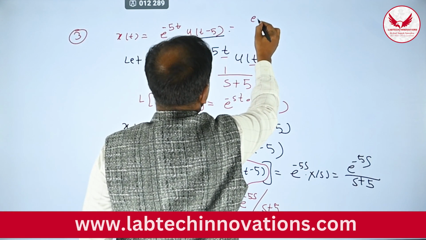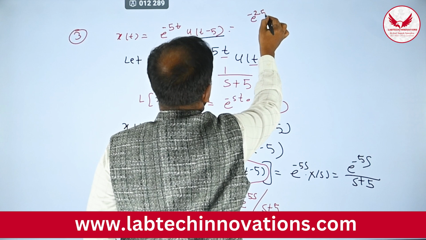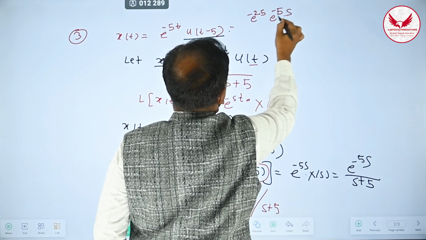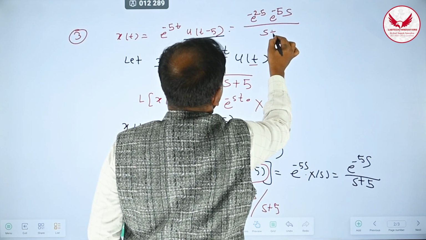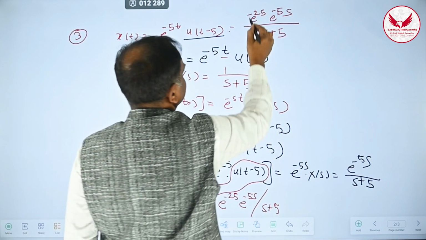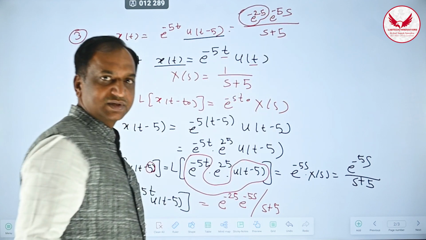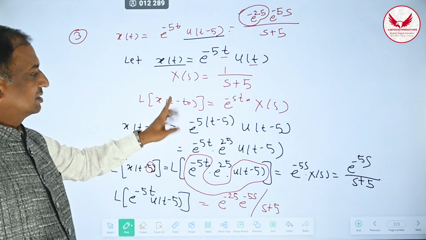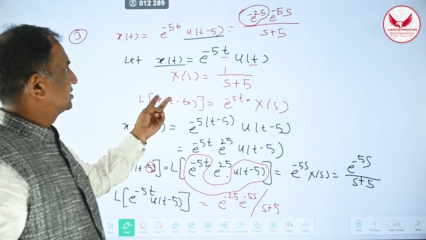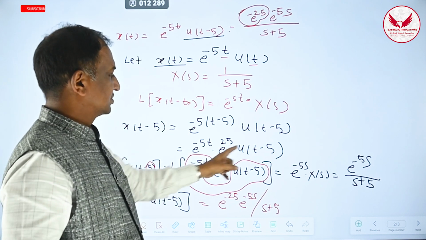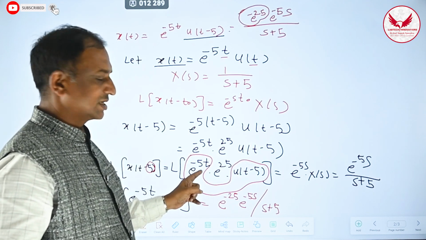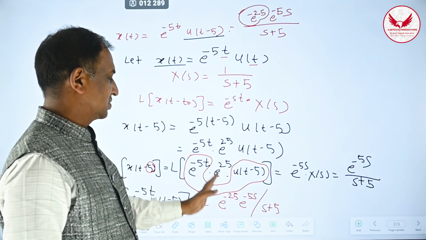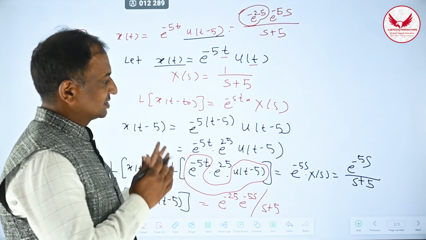So this is the Laplace transform, e raised to minus 25 into e raised to minus 5s divided by s plus 5. Most of the time they may ask you to find such kind of problem, so you don't apply the time shifting property directly. First you apply the time shifting to the whole signal, then you expand the term, find the Laplace transform, and whatever additional term is there you take to the right hand side. Accordingly you will get the Laplace transform of such kind of signals.